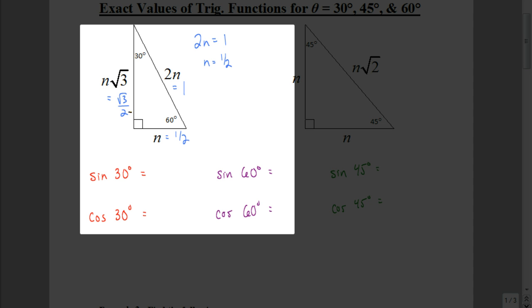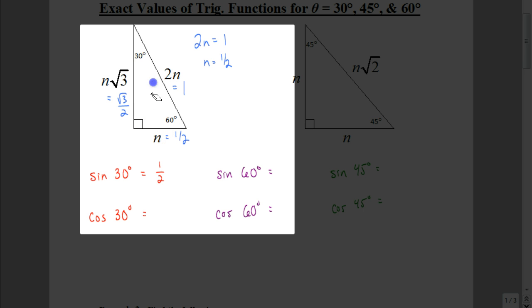Now also recall that the sine of an angle equals the opposite over the hypotenuse. So if I want to figure out what the sine of 30 degrees is, I'm going to take the opposite leg, which is the 1/2, over the hypotenuse, which is 1. Well, 1/2 divided by 1 is just 1/2.